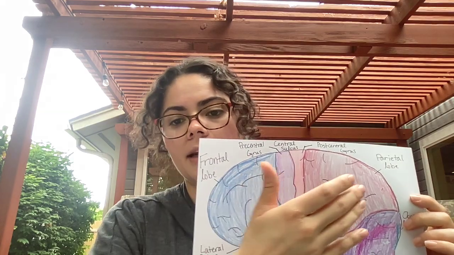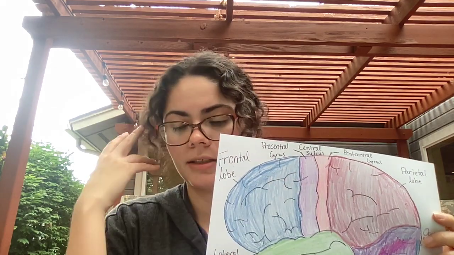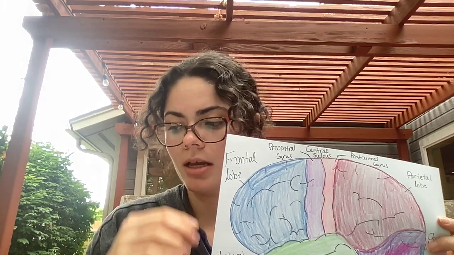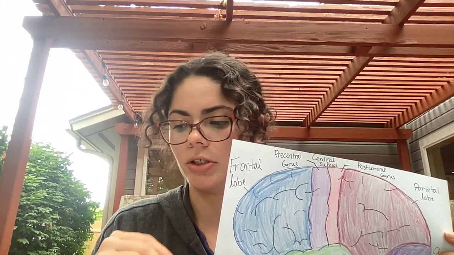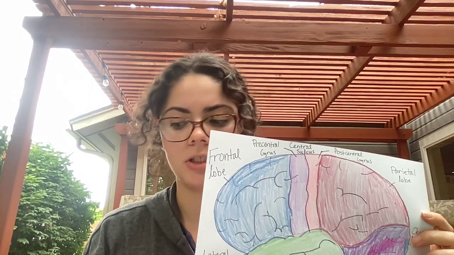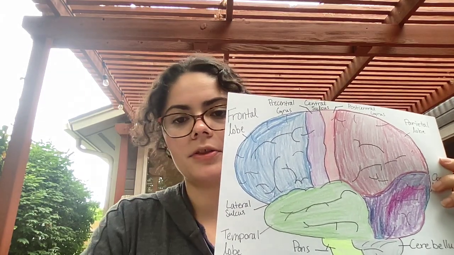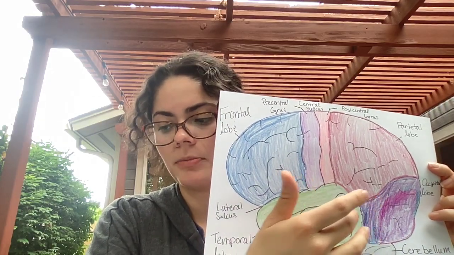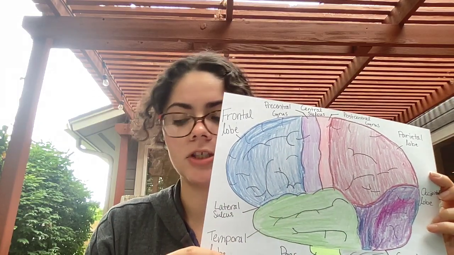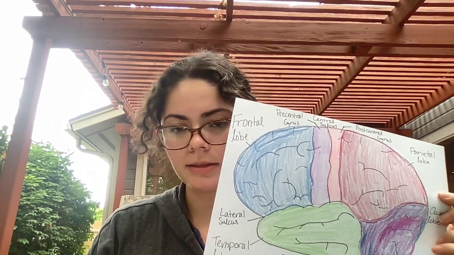And then behind that I have the parietal lobe, which processes our sensory information such as touch, pain, pressure, and spatial awareness, which helps us understand our body's position in space and our surroundings. Thirdly, I have my occipital lobe here, just at the back of the brain, and this one is dedicated to vision. It receives and interprets visual information from our eyes.